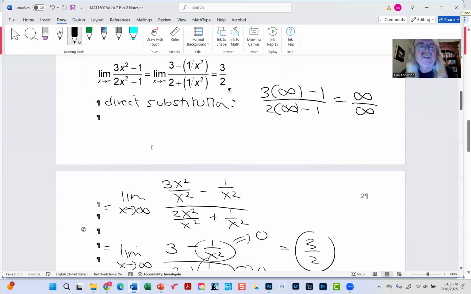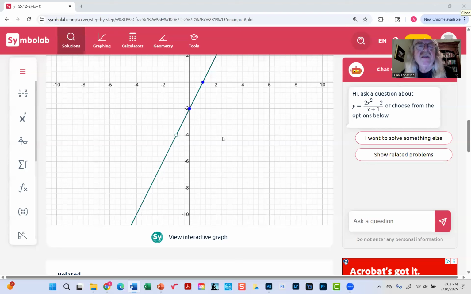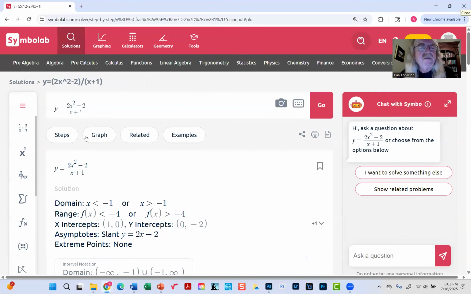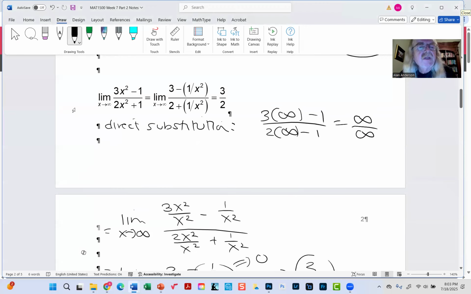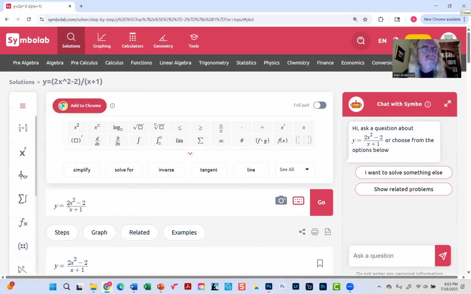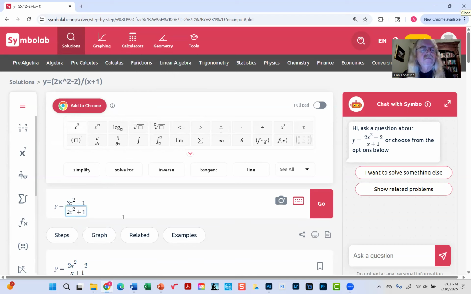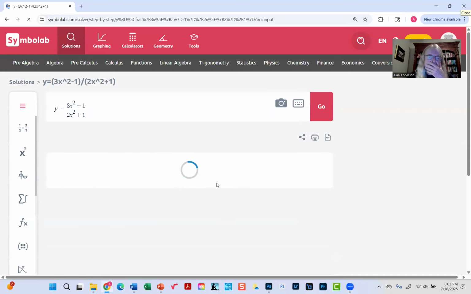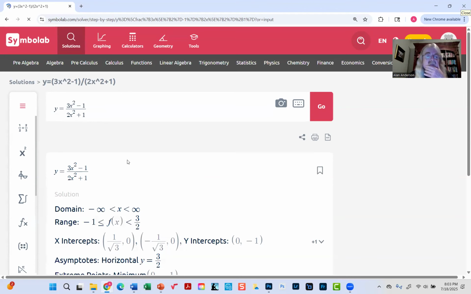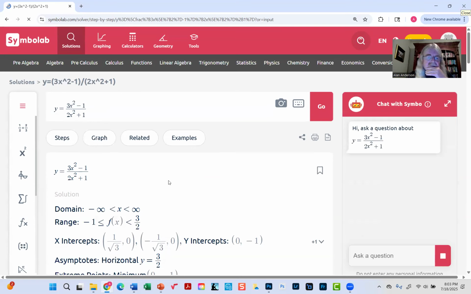Okay, so let's once again go back to Symbolab and graph this thing, and you'll see what's going on. 3x squared minus 1 divided by 2x squared plus 1. All right, what does this look like? Remember, we're taking the limit as x goes to infinity.